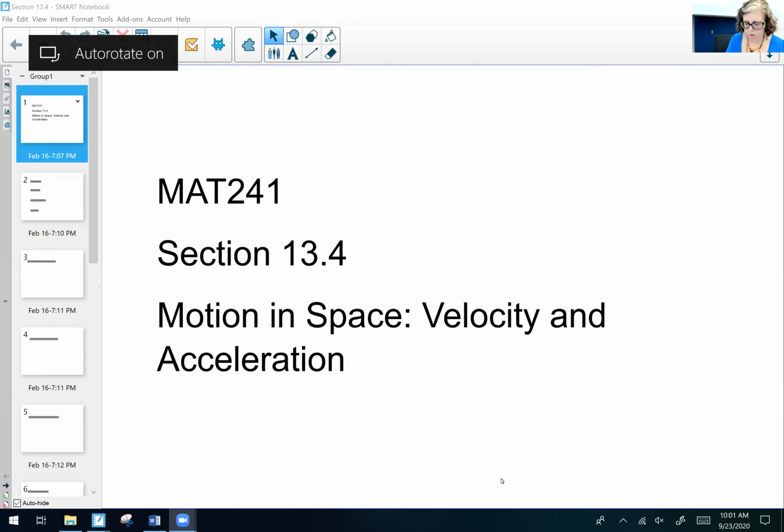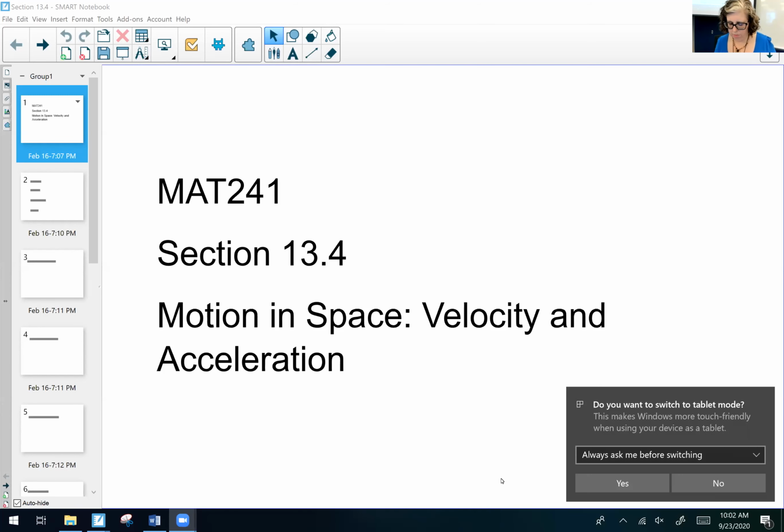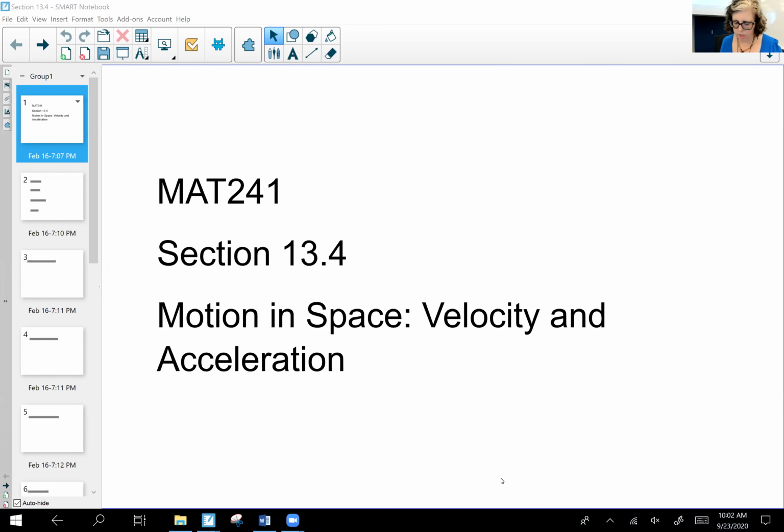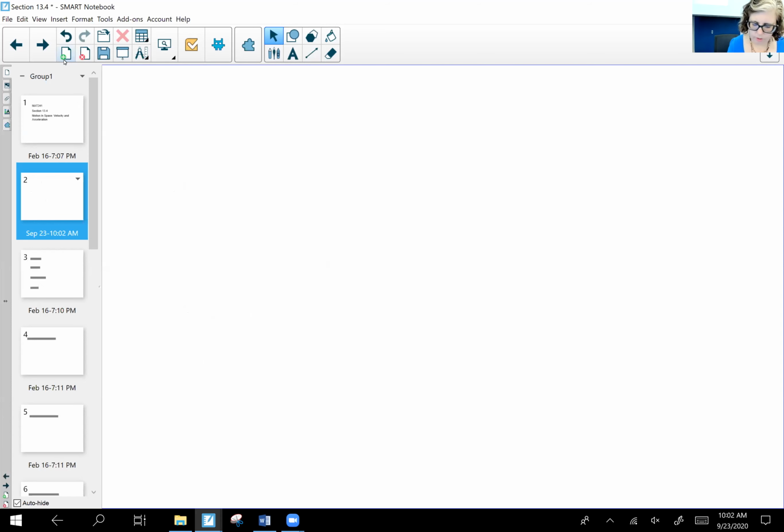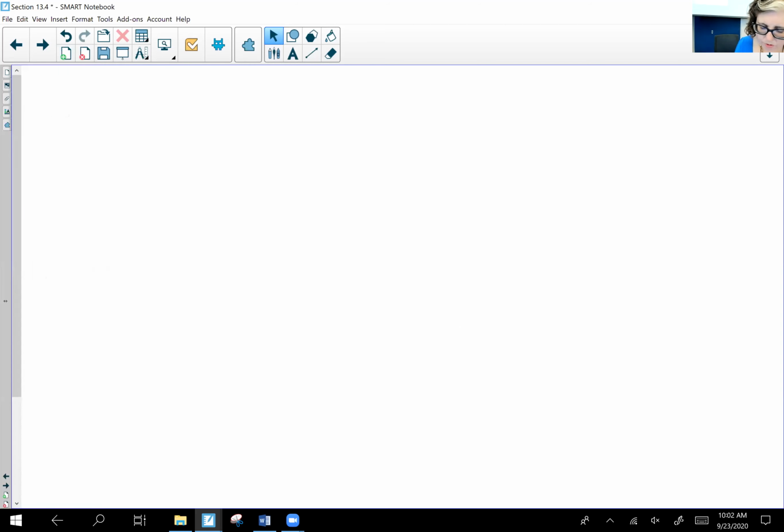Okay, so we're going to do 13.4, which is motion in space with velocity and acceleration. Before we do this, let's back up and make sure we understand how to do a tangent and a normal vector. As the feedback indicated, I lost the forest for the trees, and this is much more of a type of problem you'll see on an exam.